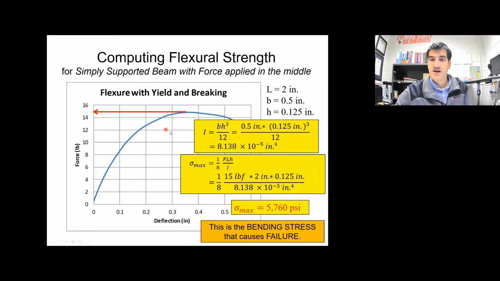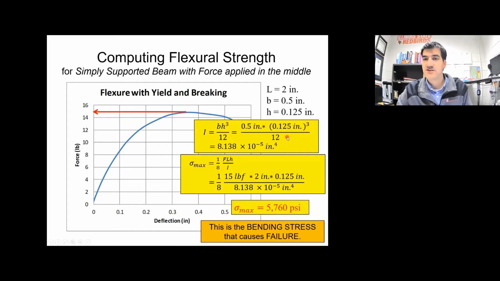So let's do that. Our equation for the moment of inertia for a rectangular or prismatic beam, anything but a cylinder basically, is bh cubed divided by 12. B is the base or the width, and that is 1/2 an inch. And the height is given up here as 0.125 inches. We cube it, don't forget to do that. And then we divide by 12.